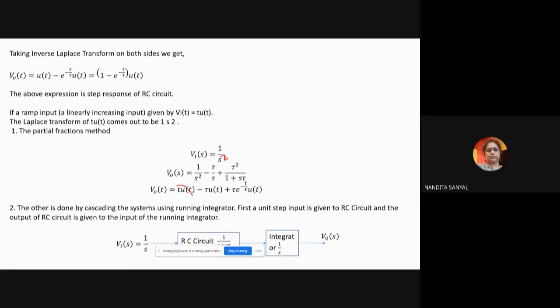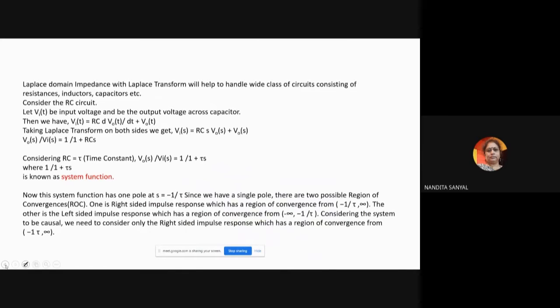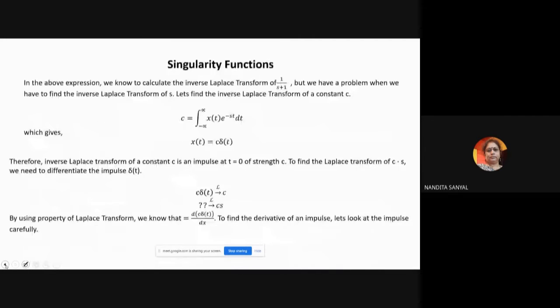Now, a similar result can be obtained if the system is first excited by a unit step and then the result is passed through another integrator, because we know that 1 by s corresponds to an integrator, and if we pass this result from this RC circuit to an integrator, we will get the same result as well. So up to this, these are the circuit realizations of a Laplace transform. There are numerous examples that can be applied for other circuits also.